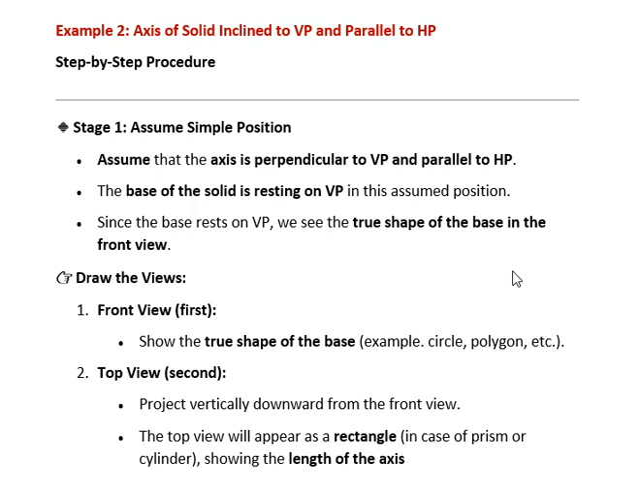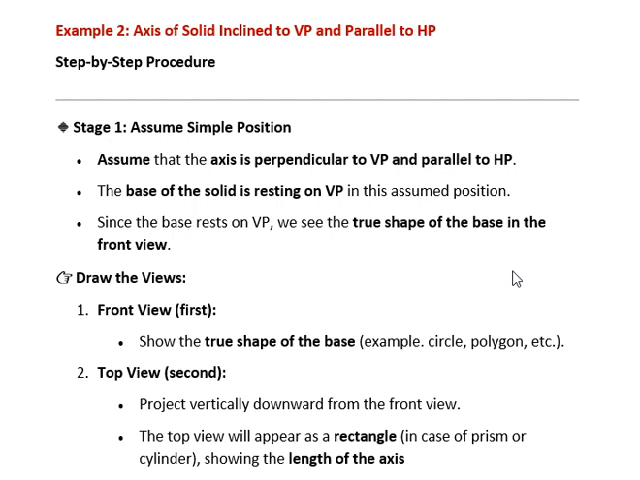Then we have to see which parameter of the object is resting on which reference plane, whether it is resting on the horizontal plane or the vertical plane. Here the parameter means whether the base sides, base corner, or face of the object. This is called the parameters of the object. Among these features, one parameter may be resting on any one of the reference planes. This one we have to see.